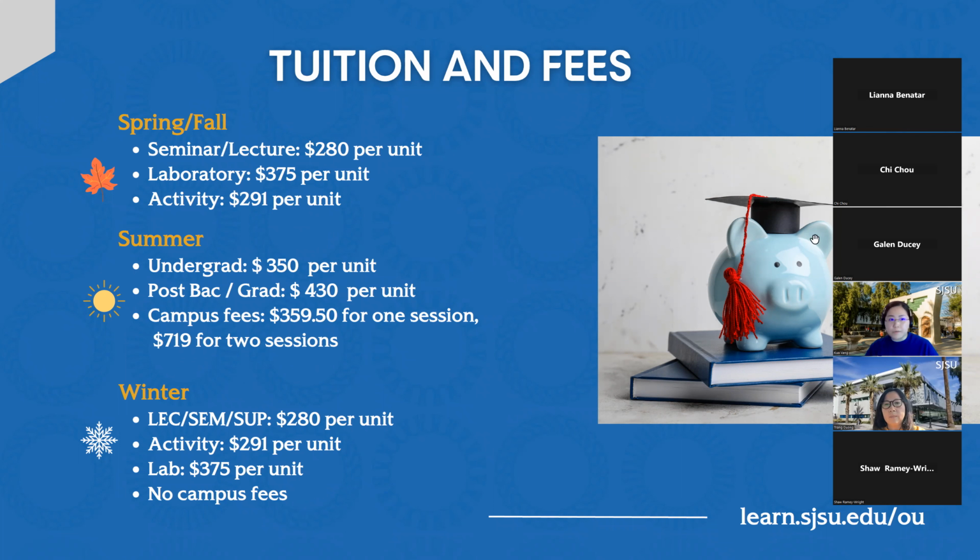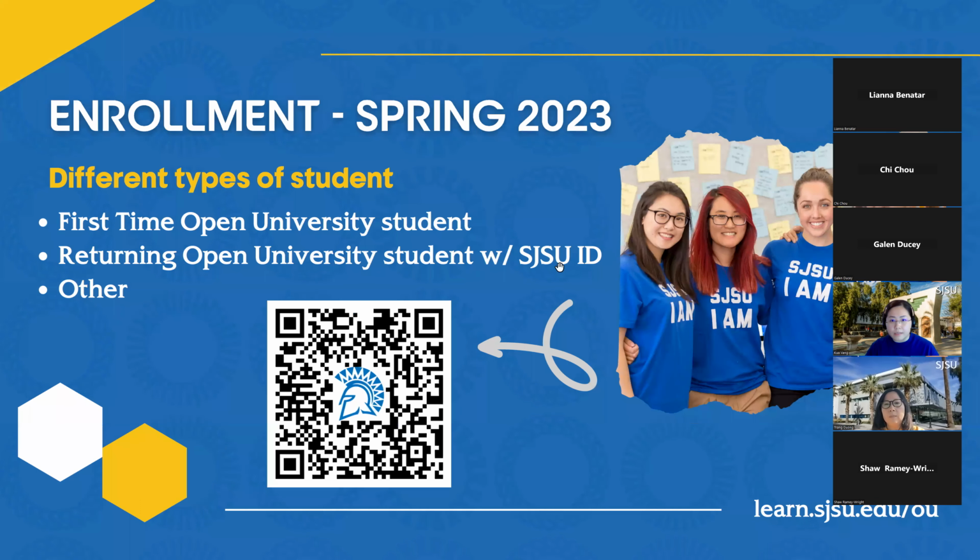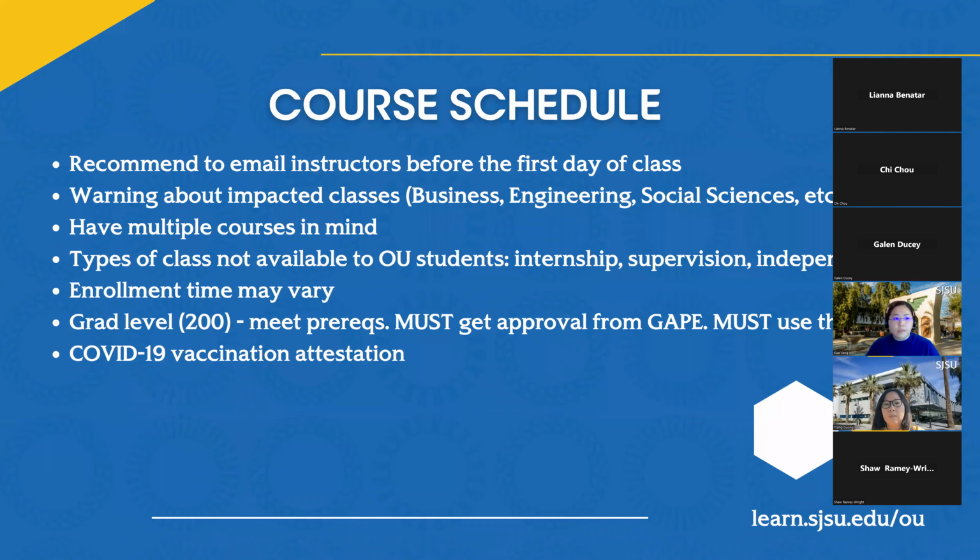I have a question from Grant. And I see the question says, needing approval for 200 level classes. Can you elaborate on that? Let me go to that slide really quick. Let's see, where is it? Right here. So GAPE, we should have spelled that out.